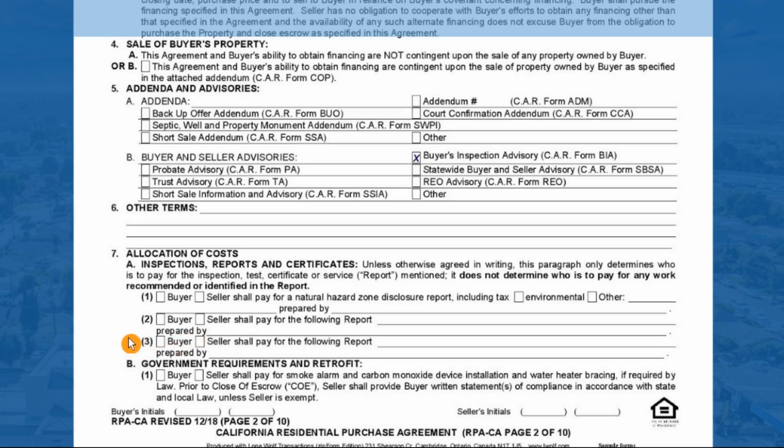Those are really the two items that are standard, so if there was anything additional, it would be on a case-by-case situation, and that would go here as well. And for the government requirements and retrofits, it's normal, at least in my market, for the seller to pay for those. So we would go ahead and mark seller to pay for those reports and retrofits right there.